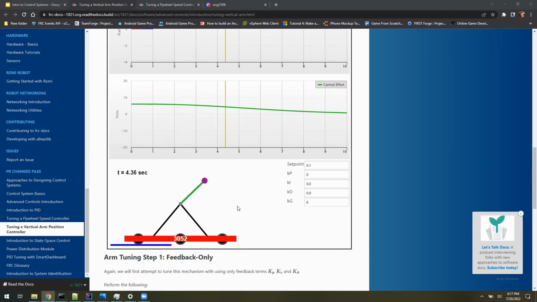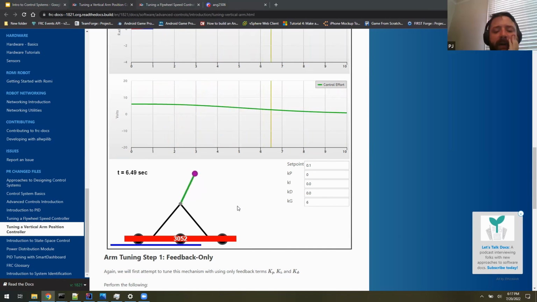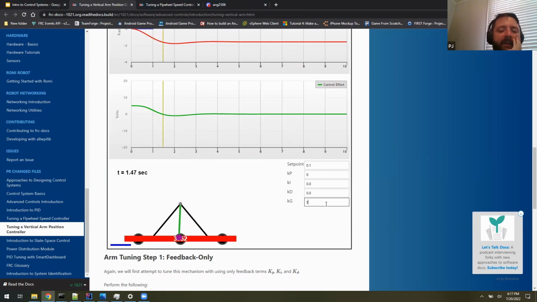I would lower the number. Yeah, so our goal here is to have it be staying the same, not moving up and not moving down. So right now we're giving it too much power. We're overcompensating too much, so it's going up. So let's try 5 because that looked close.